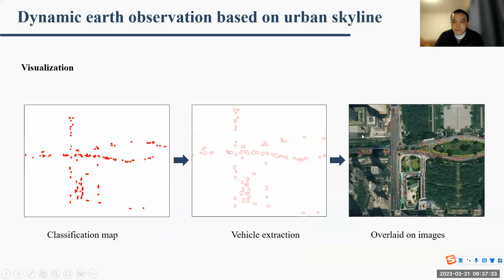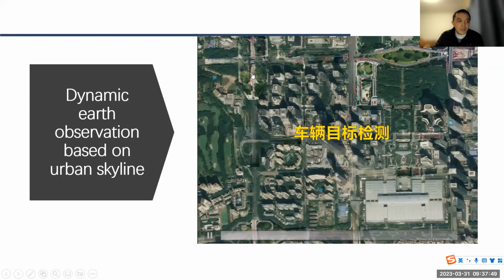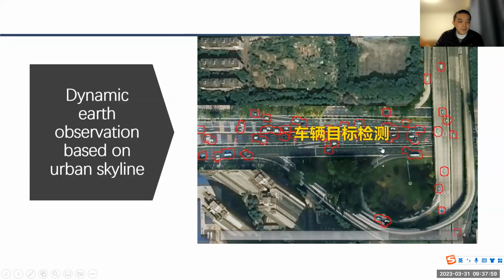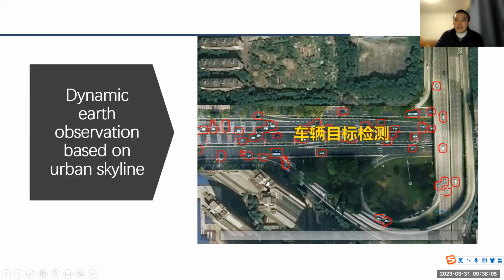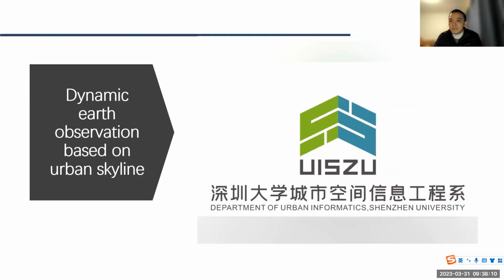Here is just a visualization of these cars. So here is the final video. In this video, it's not an image. We can see the vehicles moving on the ground, and the red box marks the vehicle identified by the classification algorithms. And here is the zoomed-in image of this video. So this kind of video, we compare it to the remote sensing video generated by the satellite.